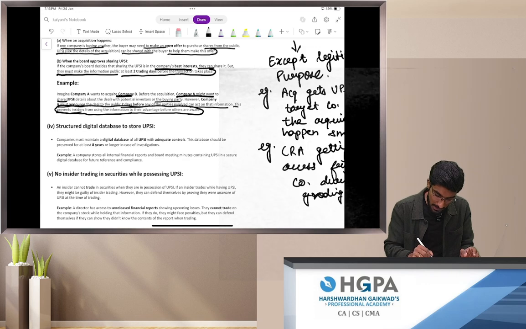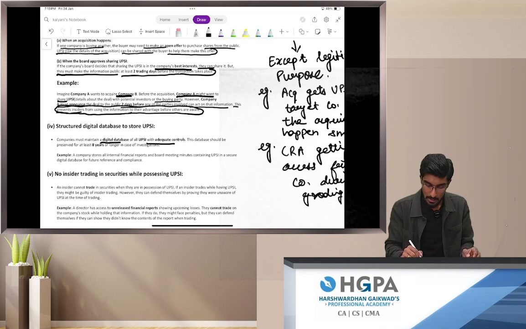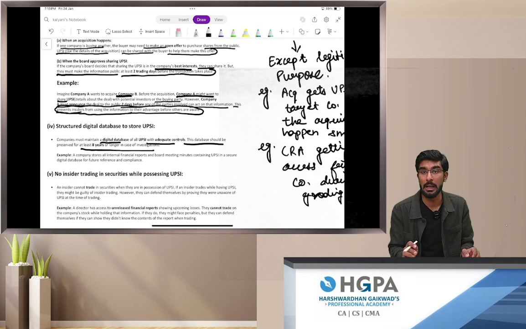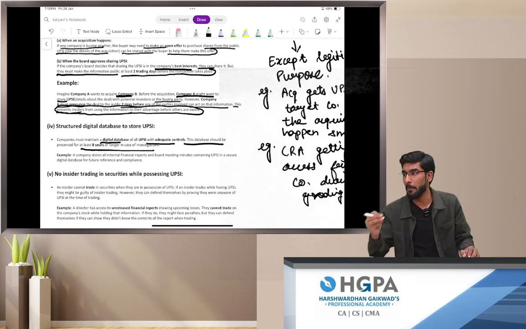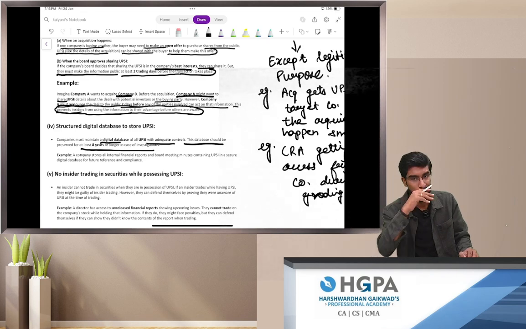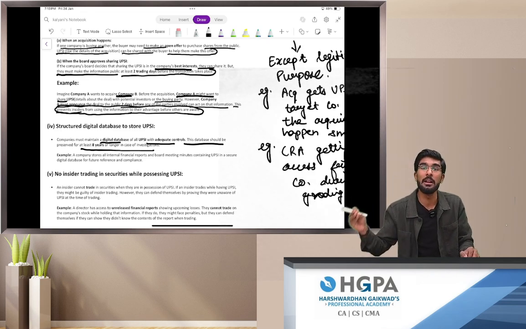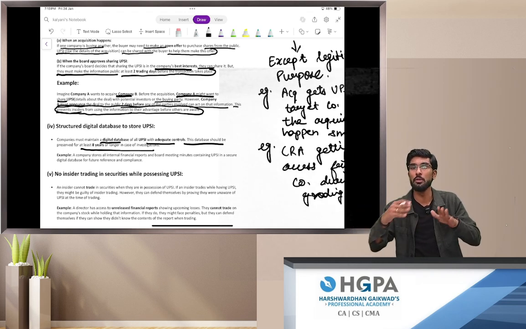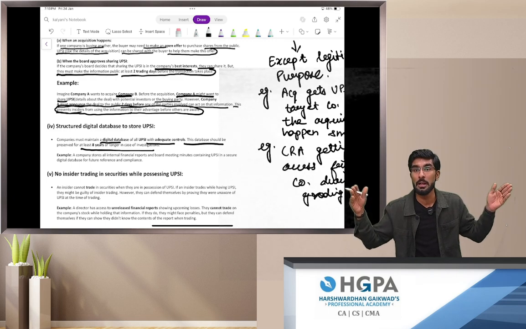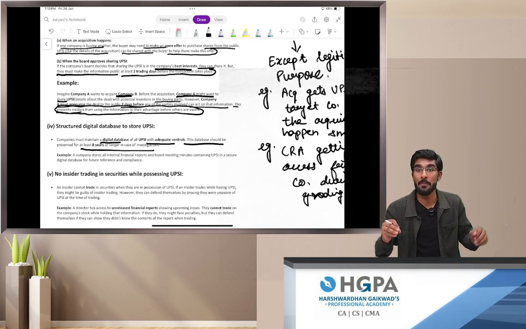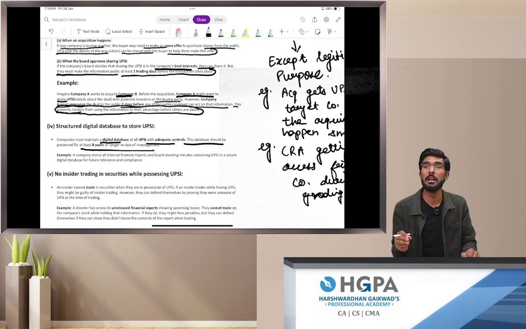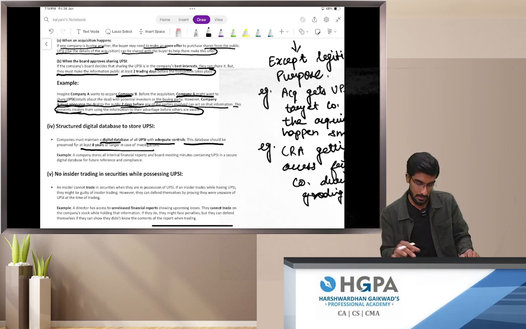Companies must maintain a digital database of all UPSI with adequate controls. The database should be preserved for at least 8 years, or longer in case of investigation. If a company is under investigation, like let's say Kingfisher Airlines, that company cannot say that 8 years are over, so I am going to destroy this digital database. He cannot say that. If he is under investigation, he should keep the digital database for more than 8 years.